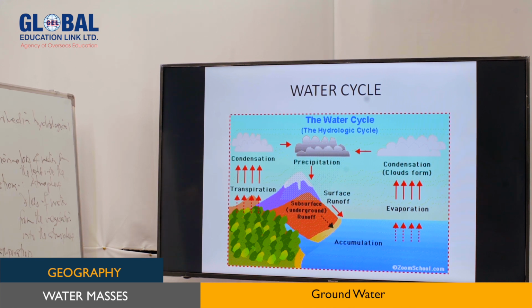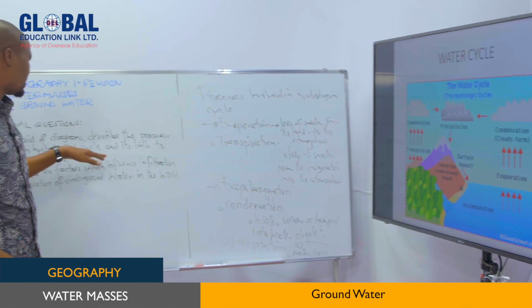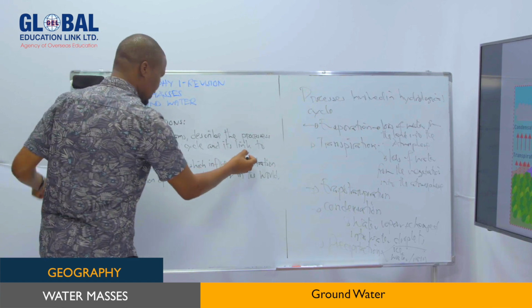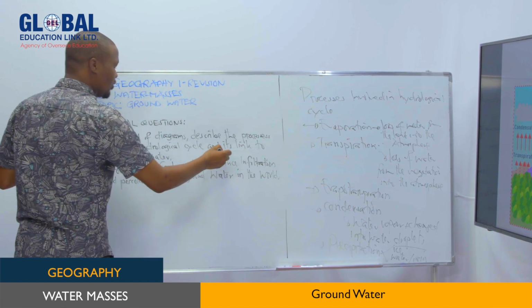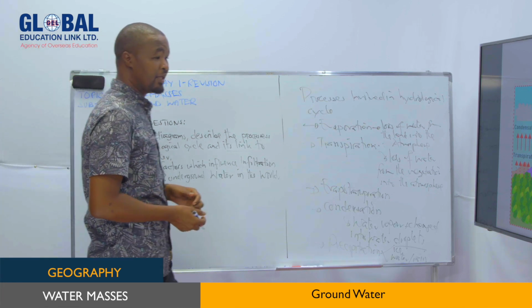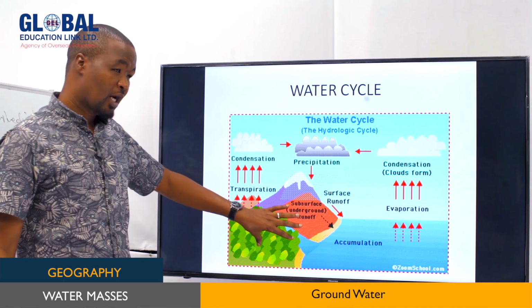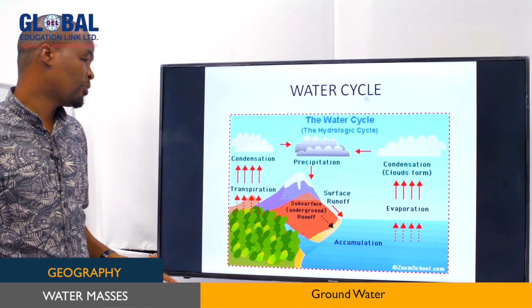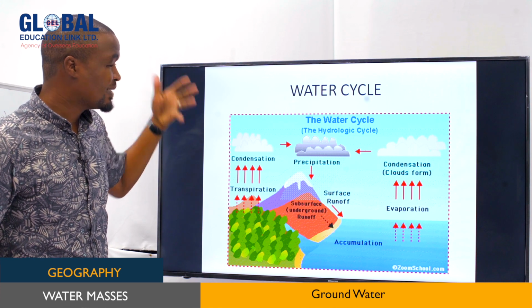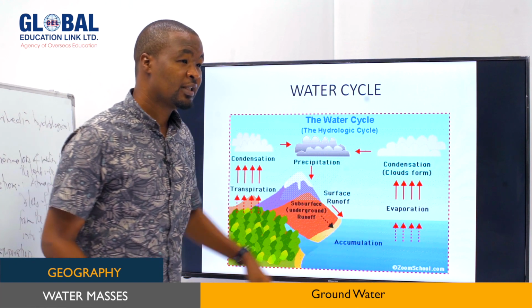So precipitation can be in the form of either ice or water droplets. Those are the 5 processes of the hydrological or water cycle as the question needs. But at the end, the question needs us to explain or describe its link to underground water. As I said earlier, underground water refers to the amount of water underground. So the question is very simple, because it needs us to explain the link between the water cycle or the hydrological cycle and what we call underground water.